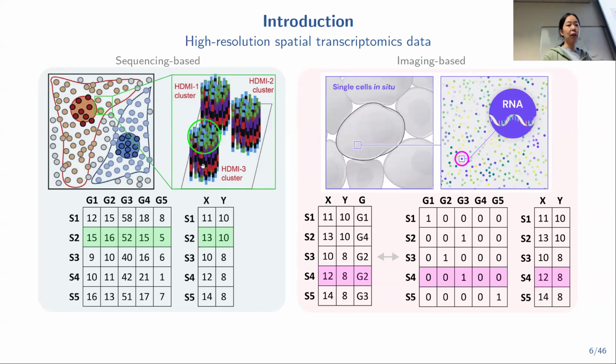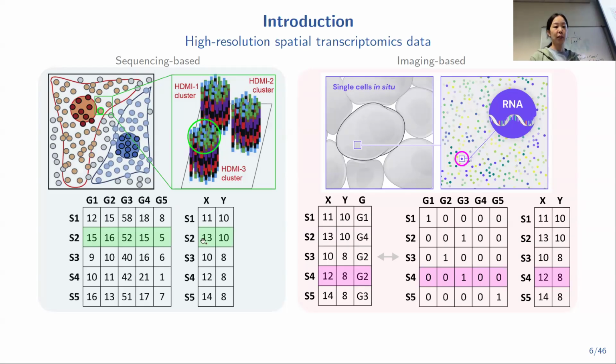For example, if we look at this particular capture area, let's call it spot number 2. In the first matrix, we will have a row, this second row, corresponding to spot number 2. The first element, corresponding to the first column, is the number of counts of the first gene. So I think it's pretty neat. For this row, we have the counts of a number of genes.